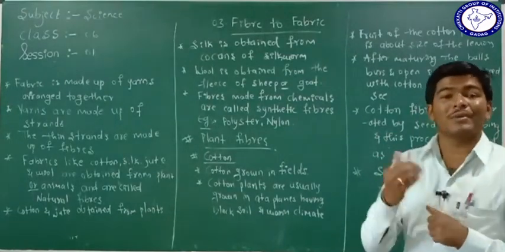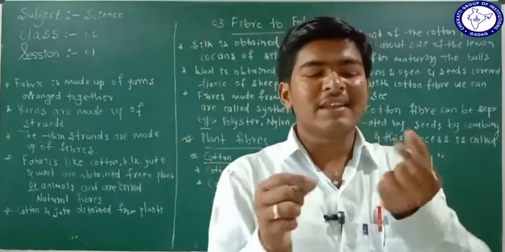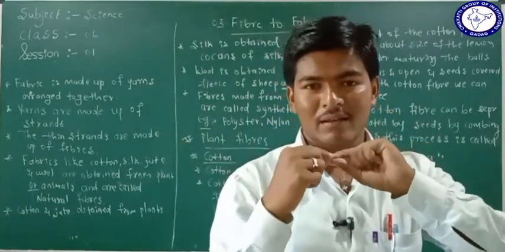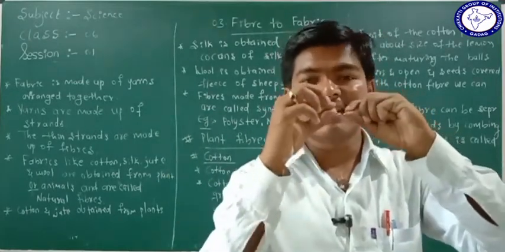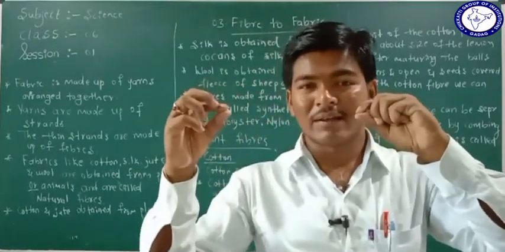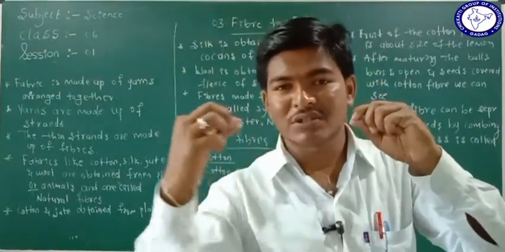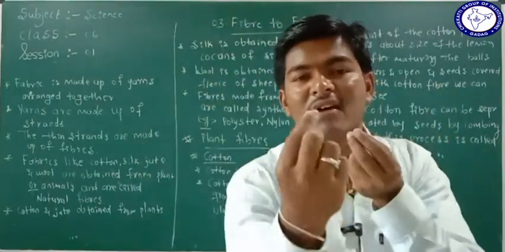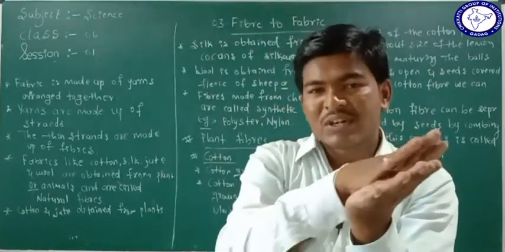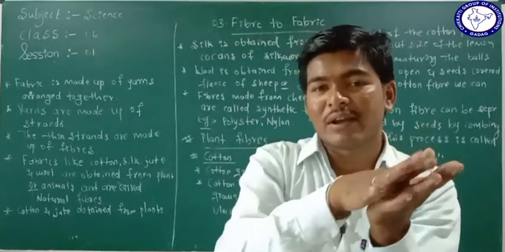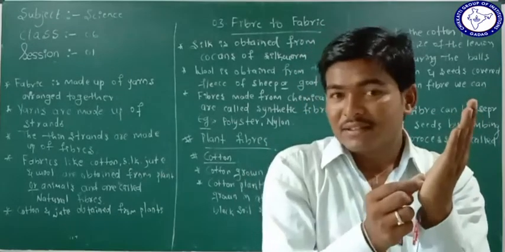Now how are we going to make the threads? In the second step, take that separated cotton and place it between two fingers of your hand. Gently pull the cotton, and it becomes a thread-like structure. It becomes as long as possible, and then you press it and roll it two to three times. You will see the cotton is converted into a long thread.